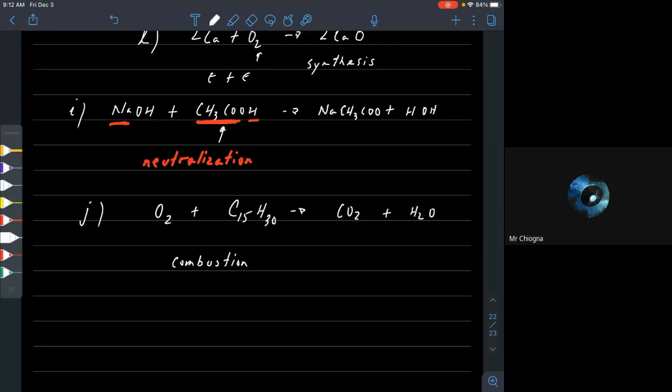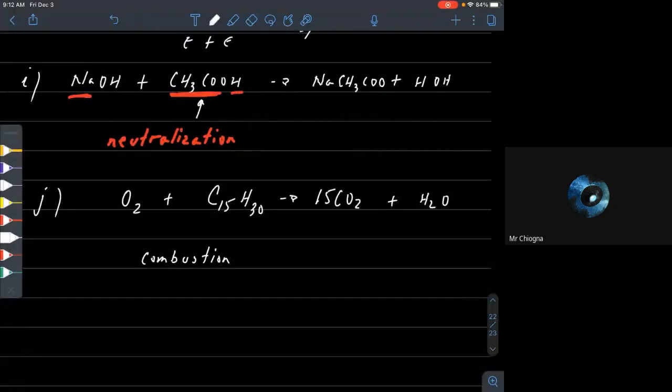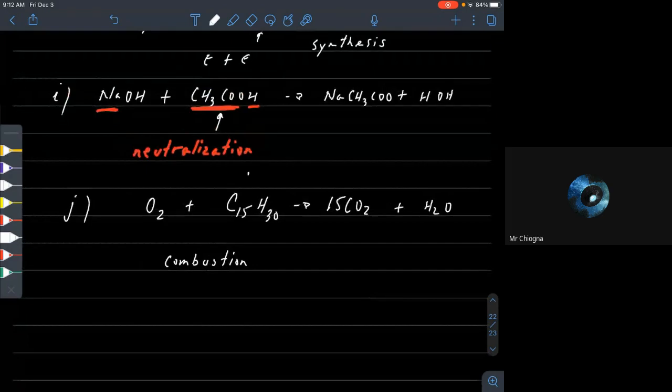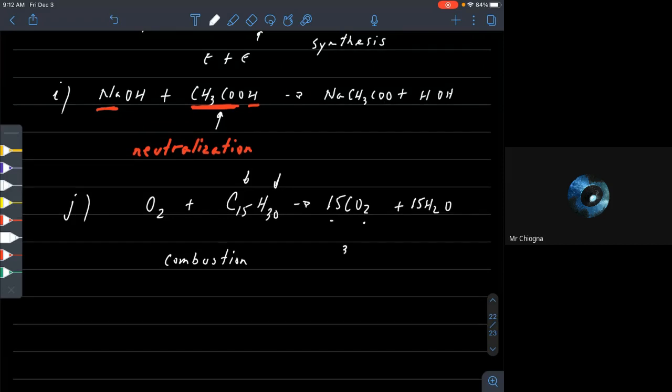I'll make an attempt to quickly balance it. 15 carbon. 15 carbon. Hydrogen, there's 15 carbon here. There's 30 hydrogen here. Try this. 15 times 2 is 30 hydrogen. How many oxygen do we have now? 15 times 2 is 30 here. 15 times 1 is 15. Yeah, total of 45. Back over here. How do you make it so there's 45?